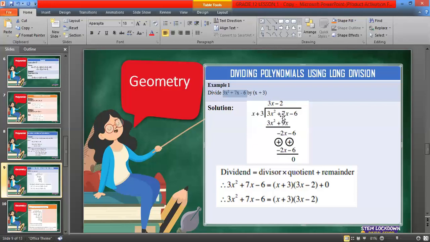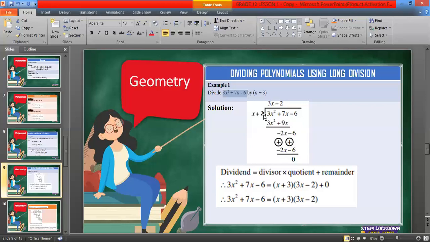You must say the top one minus the bottom one. Again, 3x squared minus 3x squared gives us 0. That's gone. Then 7x minus 9x will give you negative 2x. Then bring down the negative 6. So then we get to negative 2x minus 6 sharp.